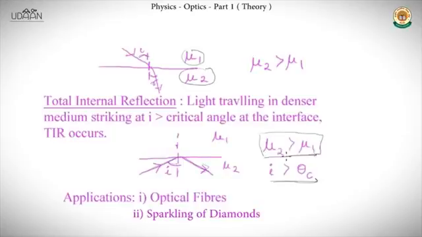Now total internal reflection has many applications like optical fibers and the sparkling of diamonds.